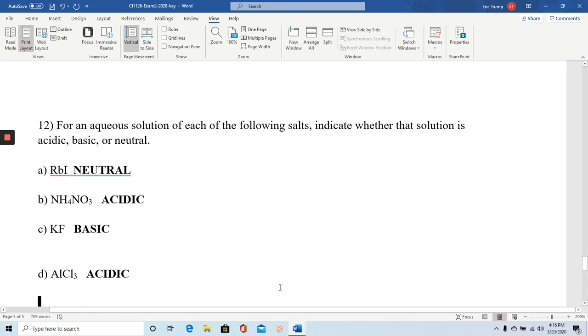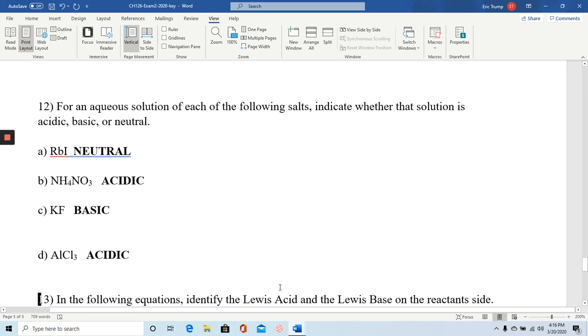Okay, for number 12, would these salts form solutions that are acidic, basic, or neutral? Rubidium iodide would form a neutral solution. Rubidium is in group 1 of the periodic table, along with sodium and potassium and so forth. And it's a neutral cation. Iodide is a neutral anion, since it's the conjugate base of a strong monoprotic acid. HI gives up all its protons. It doesn't want them back, so I minus is not basic. So they're both neutral.